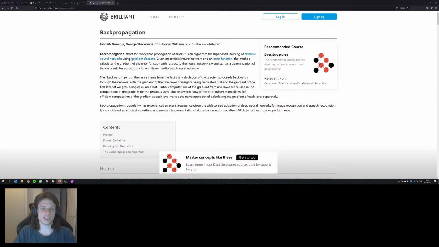The backwards part of the name stems from the fact that calculation of the gradient proceeds backwards through the network, with the gradient of the final layer of weights being calculated first, and the gradient of the first layer of weights being calculated last. This makes a lot of sense.